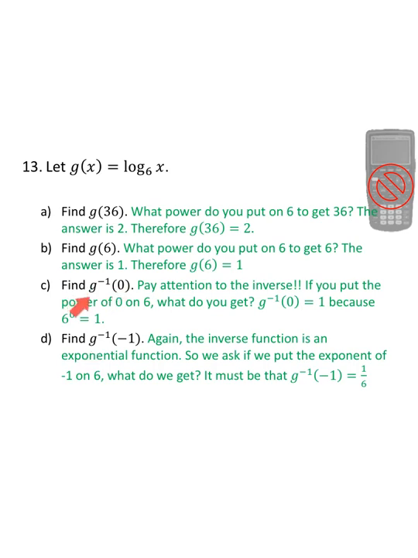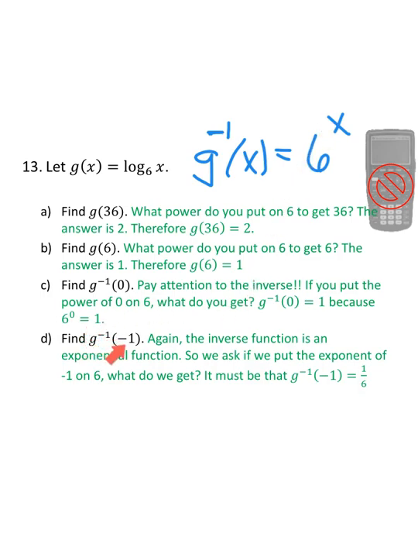But we're not just going to go here and there. Now we have to pay attention to notation. g of x is log base 6 of x. I want to know what is g inverse of 0. Pay attention to the inverse. What is the inverse? Our inverse function is g inverse of x equals 6 to the x. Right? Because the inverse of any logarithmic function is the exponential function of the same base. So, g inverse of 0, I'm going to put 0 in for x. 6 to the 0 power, that's 1.